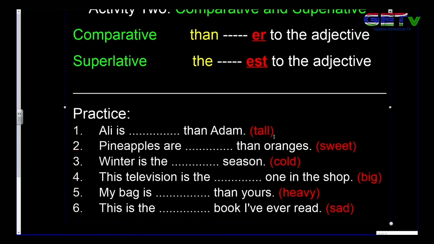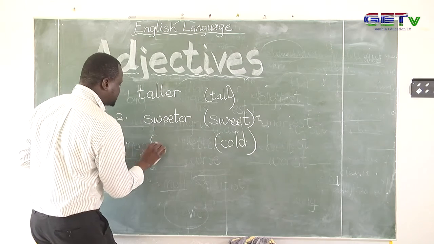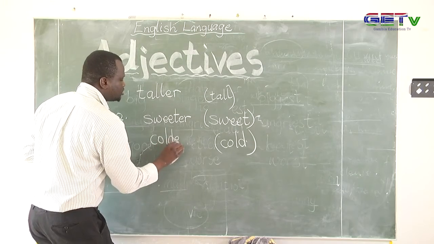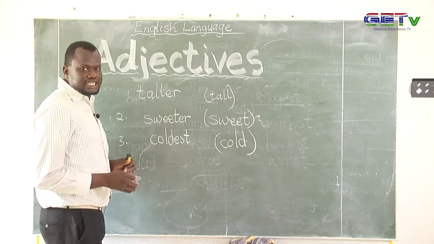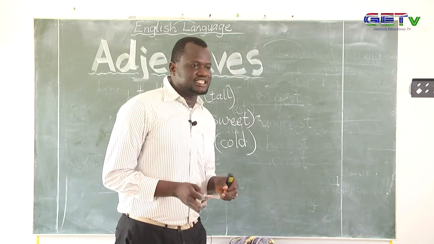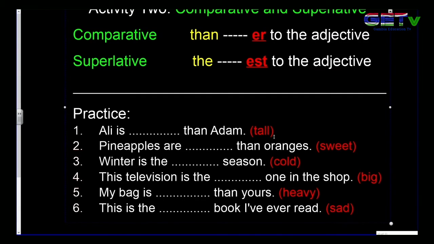Now we move on to the third one. The winter is the blank season. Remember, the is for the superlative. So therefore we are going to add est to the adjective. And the adjective in bracket is cold. So when we add est to cold, it becomes coldest. And therefore the sentence will be now, winter is the coldest season. Winter is the coldest season.